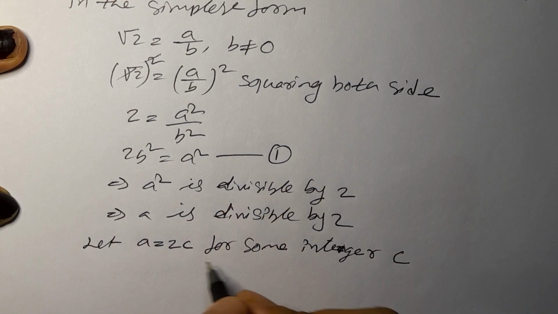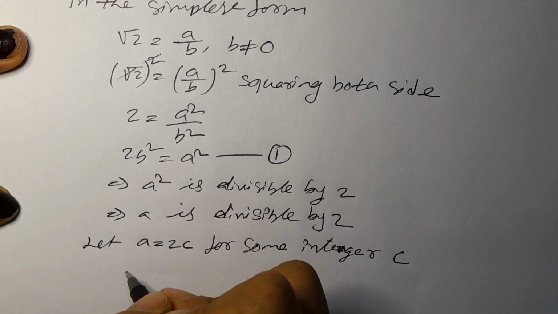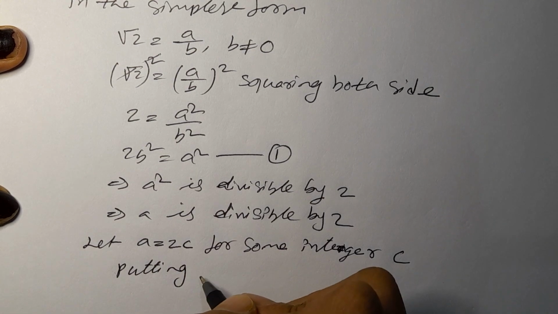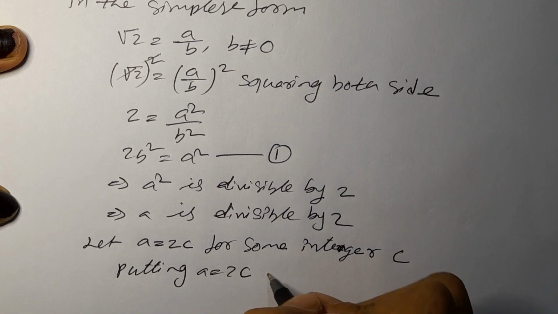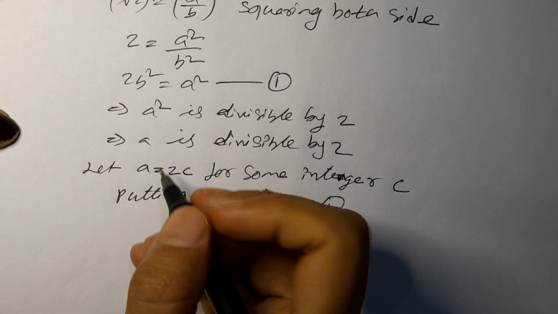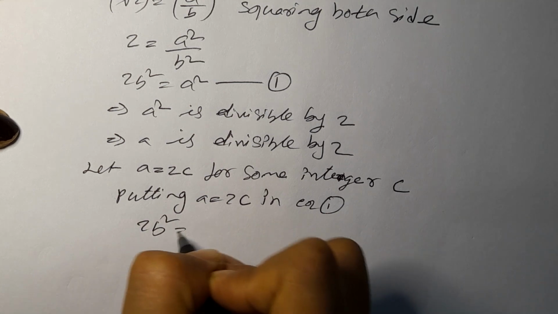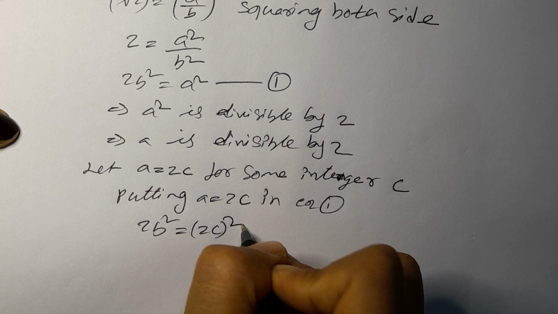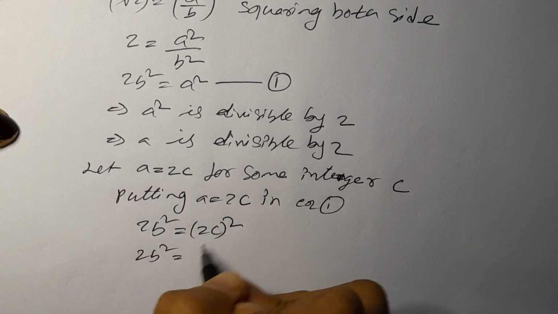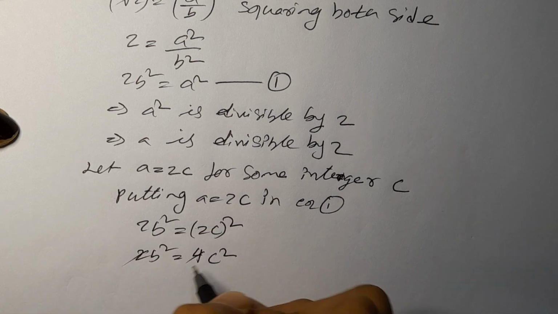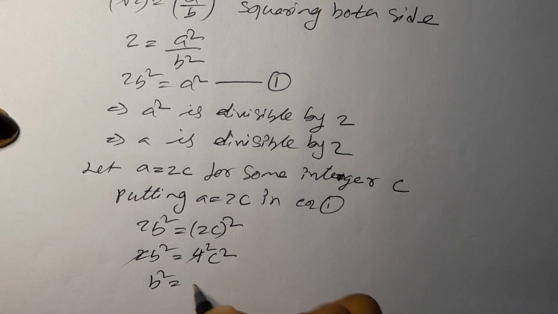So for some integer c, let a equal 2c. Now put this in equation 1. Putting a equal to 2c in equation 1, it will be 2b square equal to 2, instead of a put 2c whole square. So it will give 2b square equal to 4c square, because 2 square is 4. This is divisible by 2. So b square is equal to 2c square. This is divisible by 2.